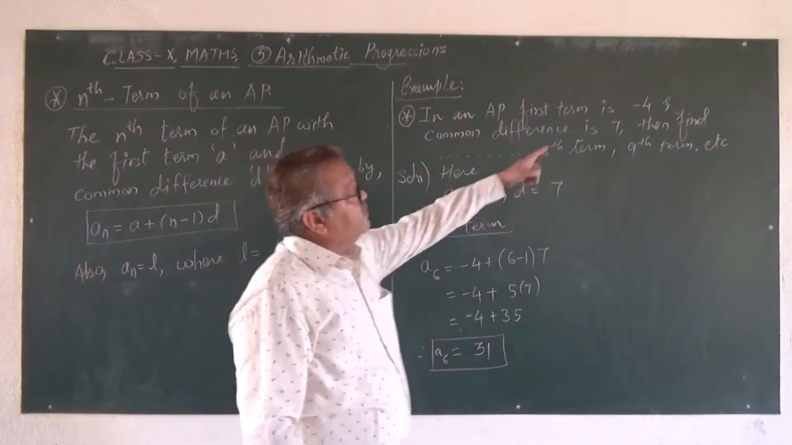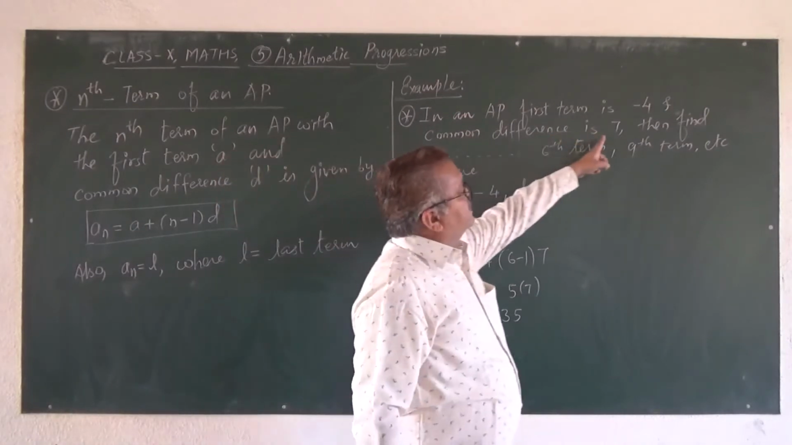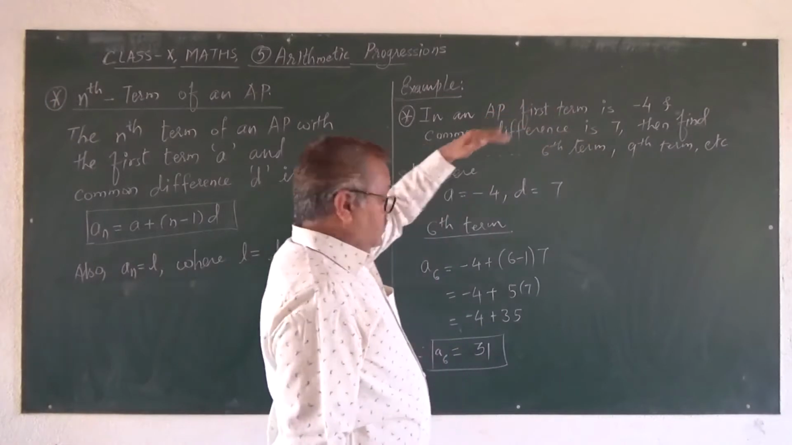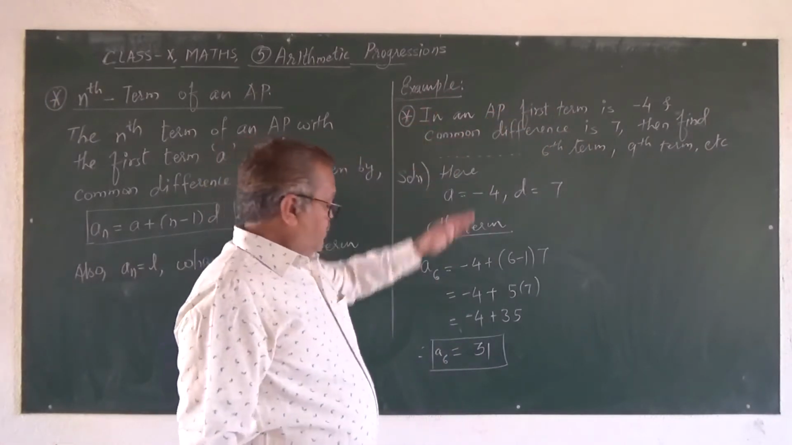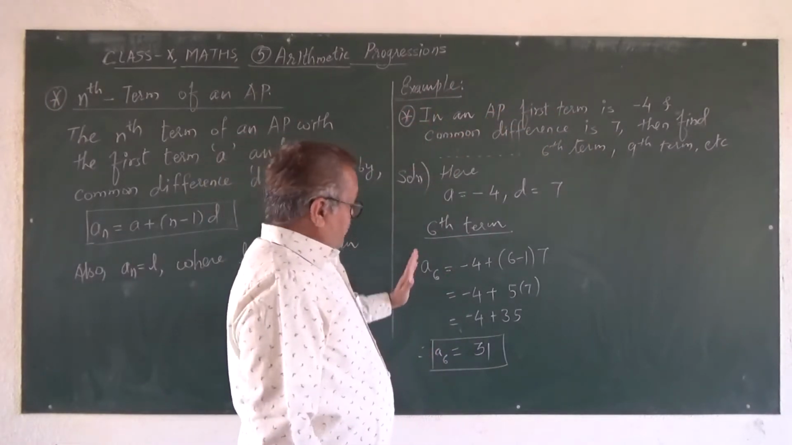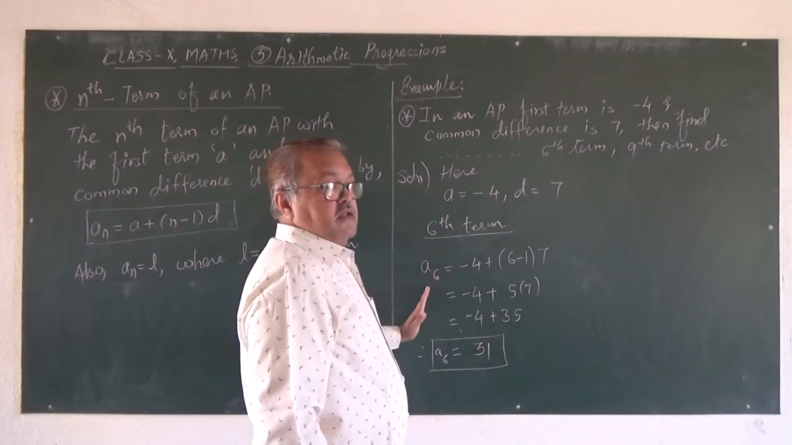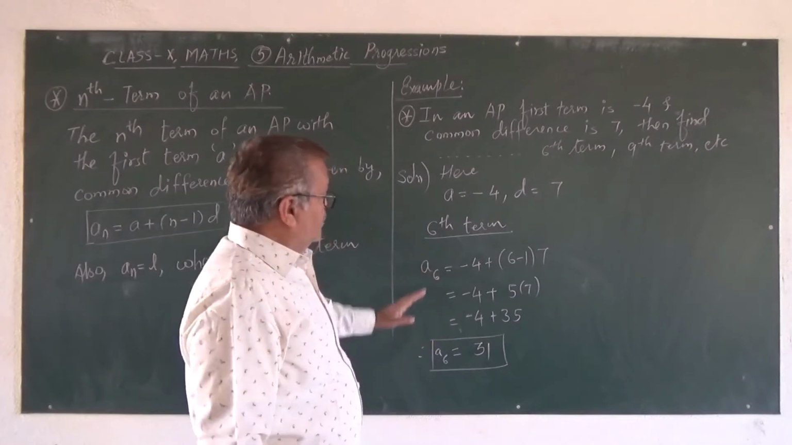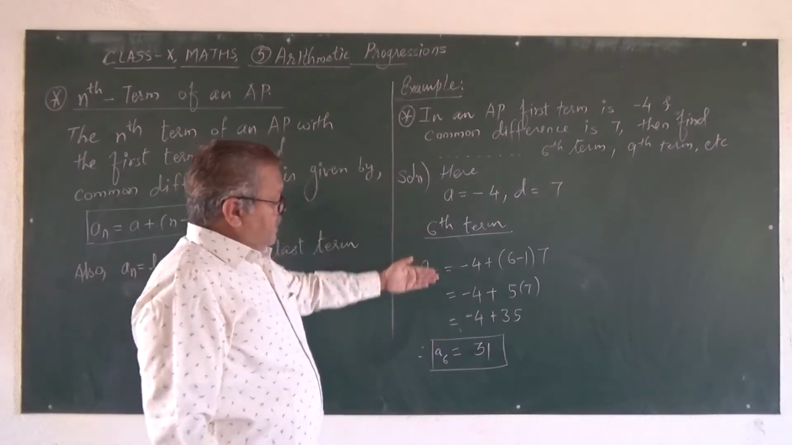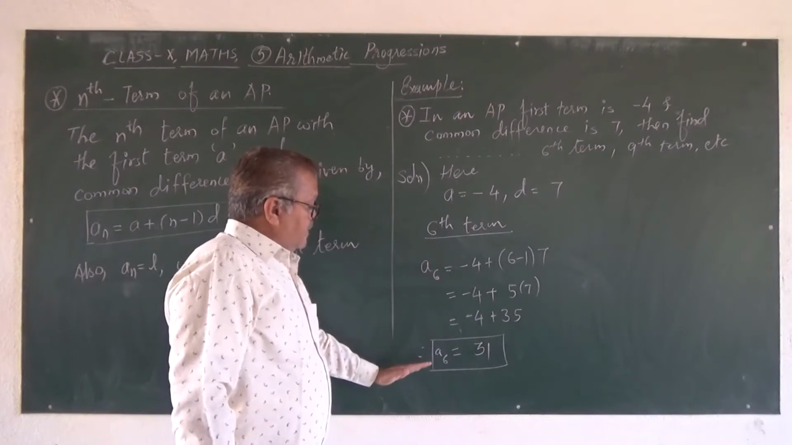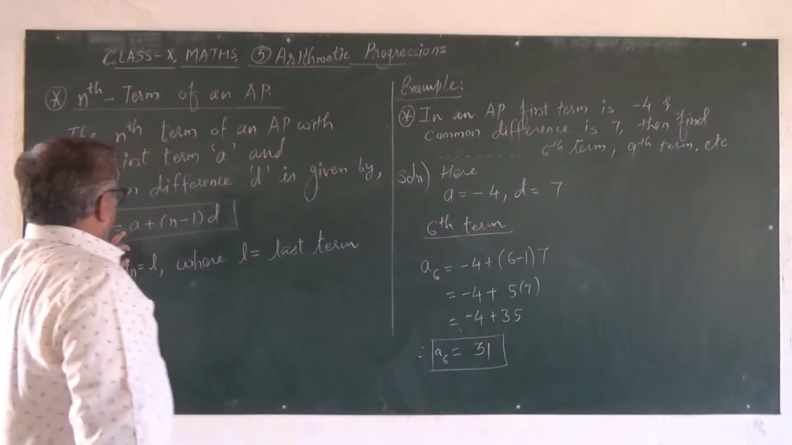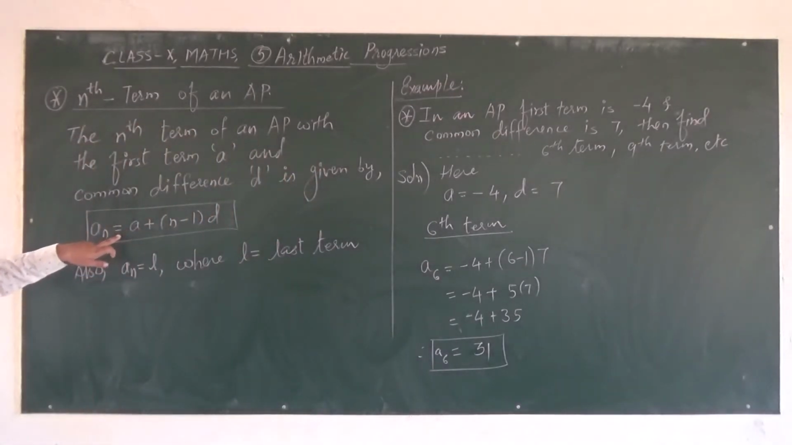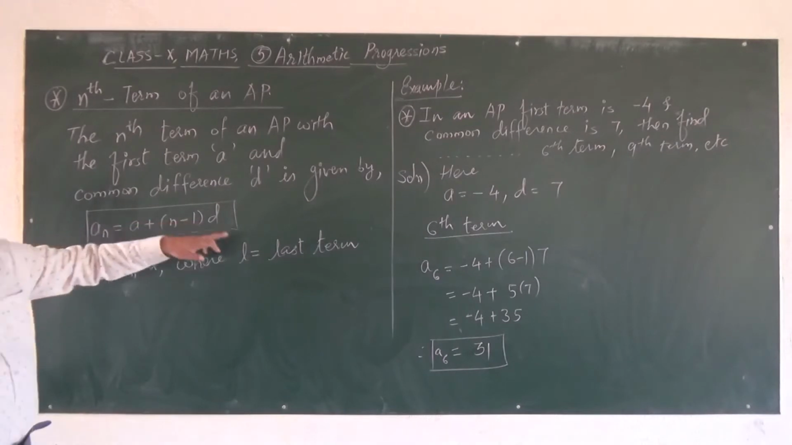Our first term is minus 4 and our common difference is 7. Then minus 4 plus 7 and so on. So we can do it this way: a2 is a plus d, a3 is a2 plus d, a4 is a3 plus d, and so on. But here we can find it directly using this formula. The nth term can be calculated: an is equal to a plus n minus 1 into d.